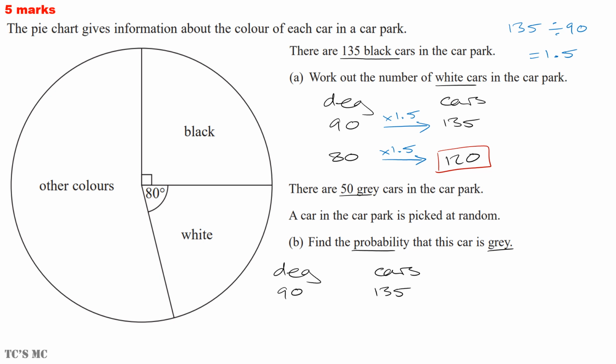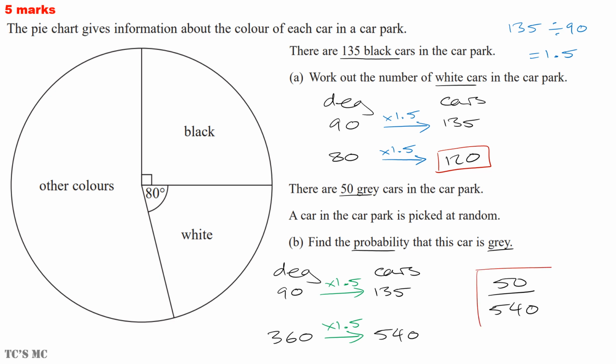The total number of degrees in a pie chart is 360. If we want to, we can go downwards and multiply by 4 and do the same on the other side. That would get us 1 mark. Or we can do what we did in part A. We can go across and multiply by 1.5. Either way, we would get 1 mark for part B. The total number of cars is then 540. That means the probability is 50 over 540, and that is our second mark for part B.